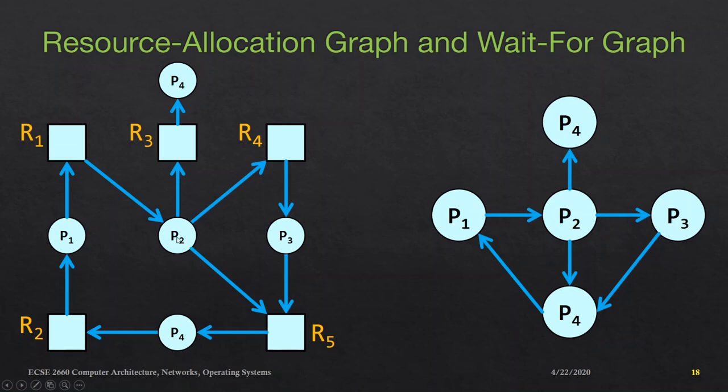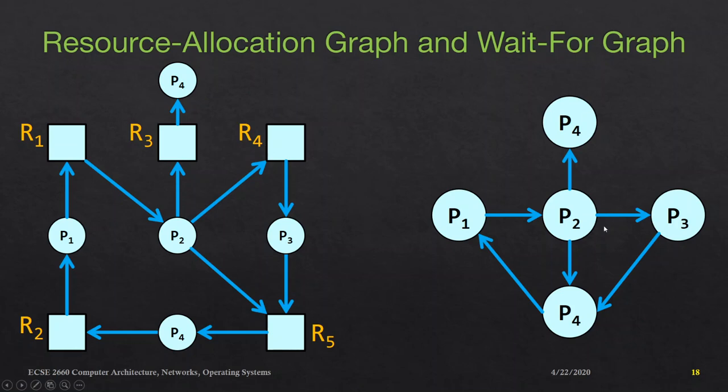Similarly, P2 is waiting for R3, R3 assigned to P4, hence P2 waits for P4, indicated by that. Similarly, we have P2 waiting for P3 because of R4, P3 waiting for P4 because of R5, P2 waiting for P4 because of R5, and lastly P4 waiting for P1 because of R2. So that's how we move from a resource allocation graph to a wait for graph.